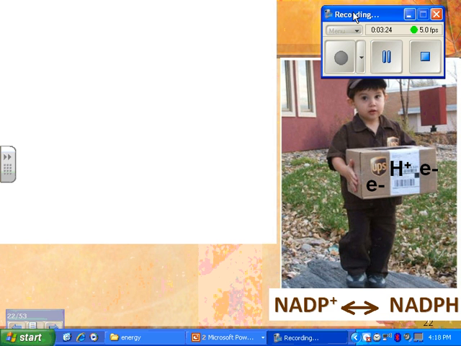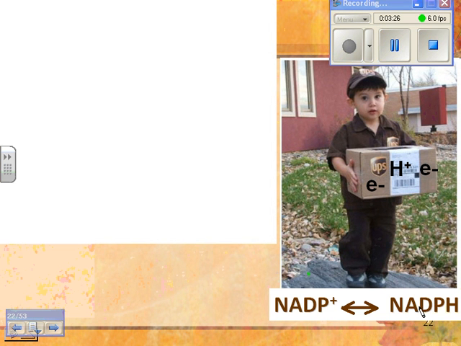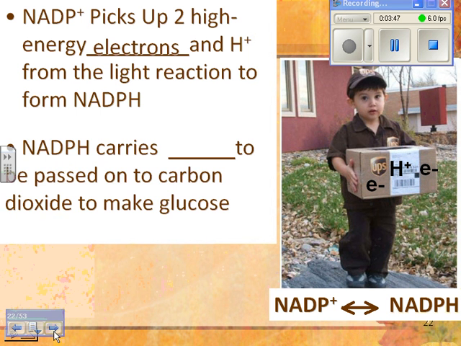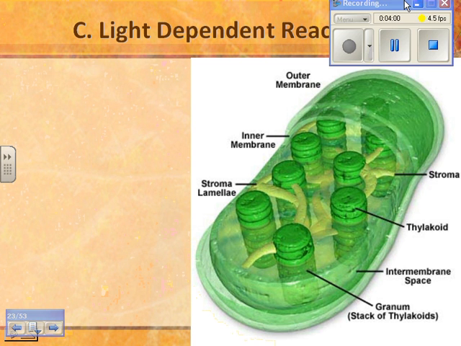And he can either be in the form of NADP+ or NADPH. If he's NADPH, he's carrying these electrons and the hydrogen ion. And if he's NADP+, then he is not carrying that stuff. So NADP+ picks up two high-energy electrons and hydrogen from the light reactions to form NADPH. NADPH carries, you can call it energy, to be passed on to the carbon dioxide to make glucose. So the energy is in the form of electrons that have been bumped up to a higher energy level. And all of this stuff happens in the chloroplast.